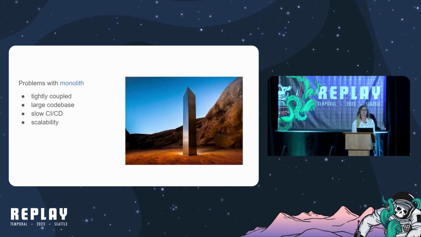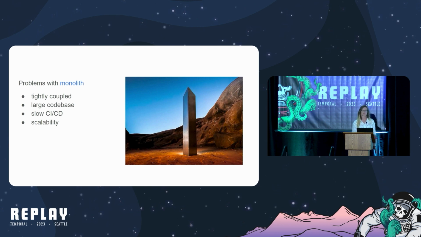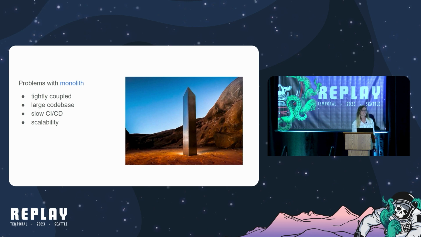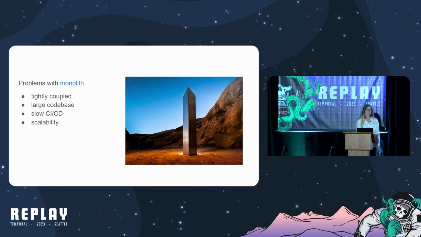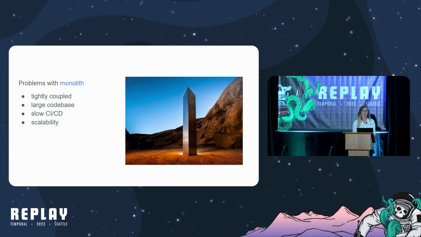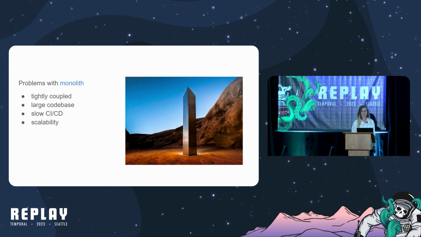On top of that, there are many other problems that we have in working with our Ruby monolith, as I'm sure many of you here have experienced yourself. Our code base is tightly coupled. It's also grown quite large. This in turn has slowed down our CI/CD pipelines, and we don't really have the ability to scale certain pieces of it in a way that we'd like to.